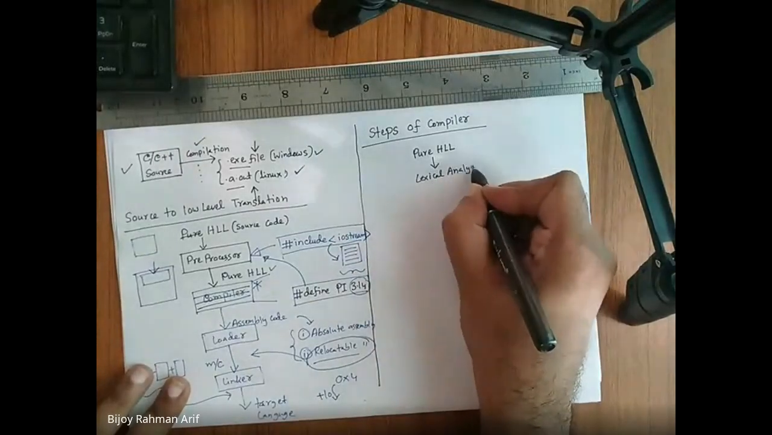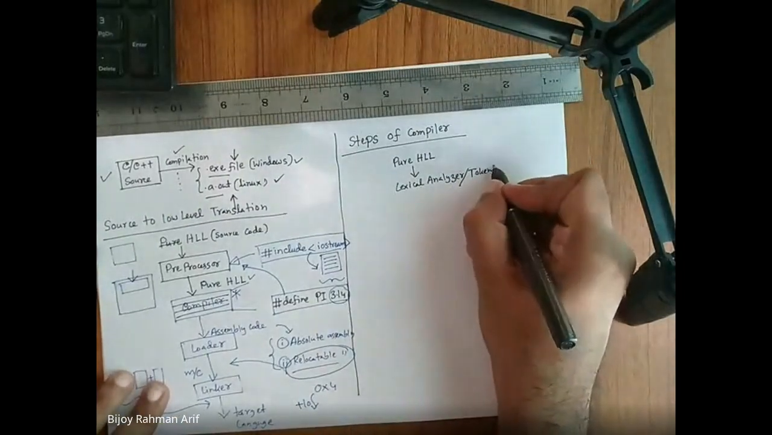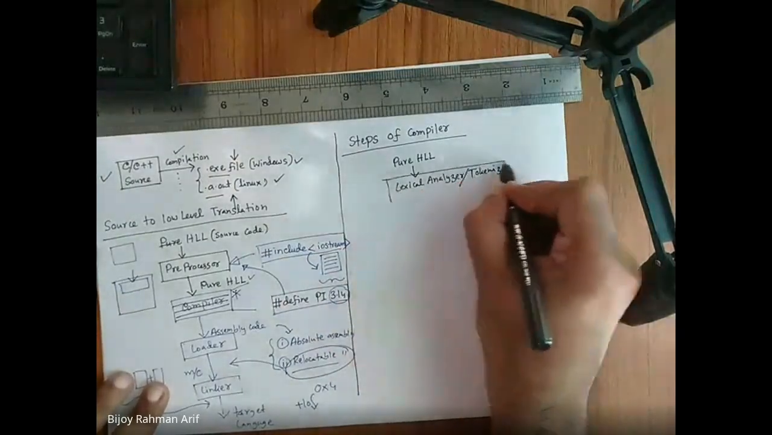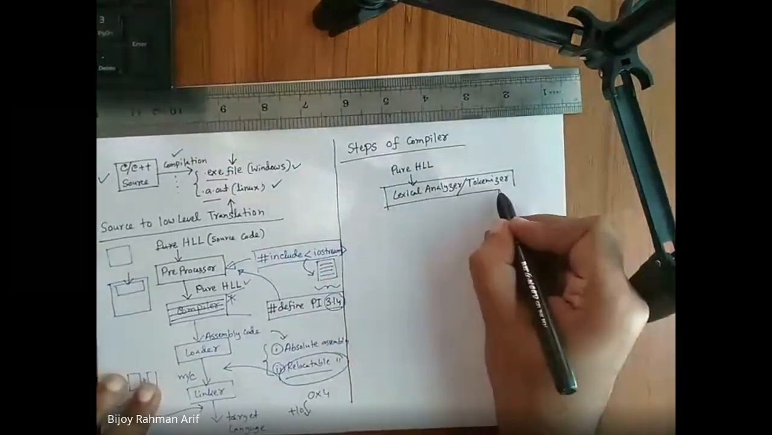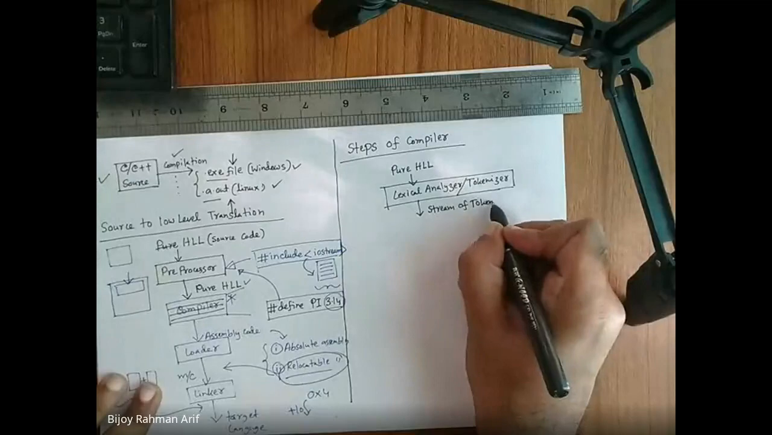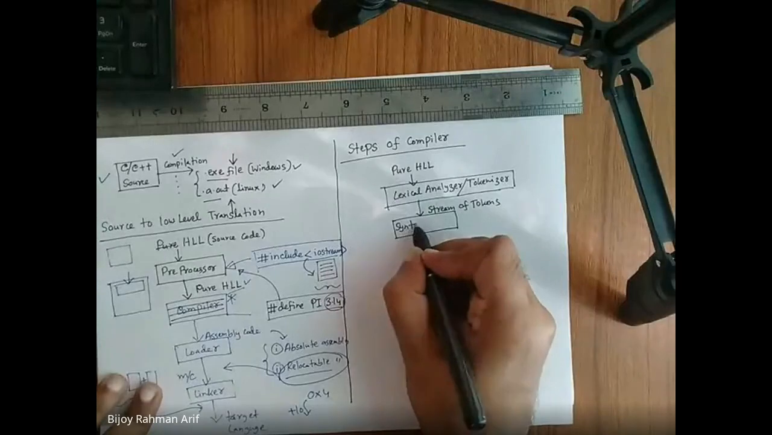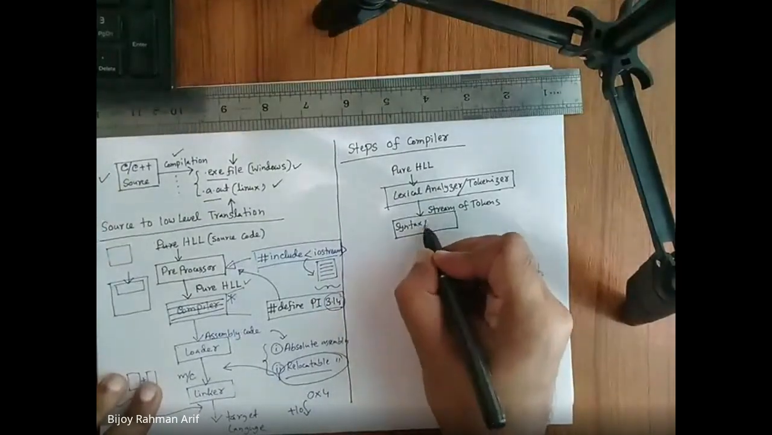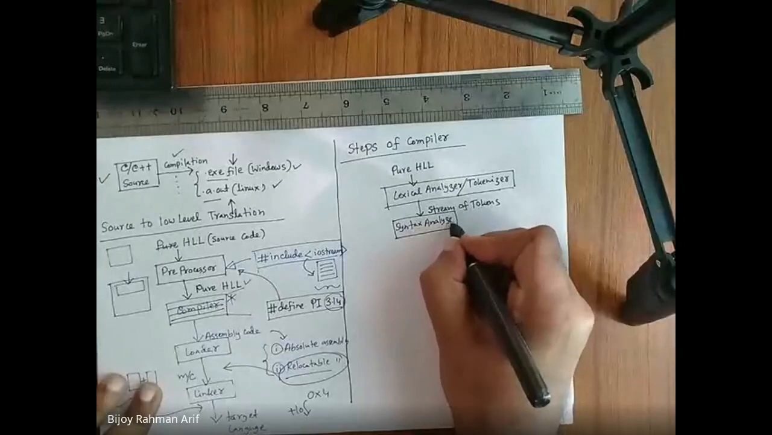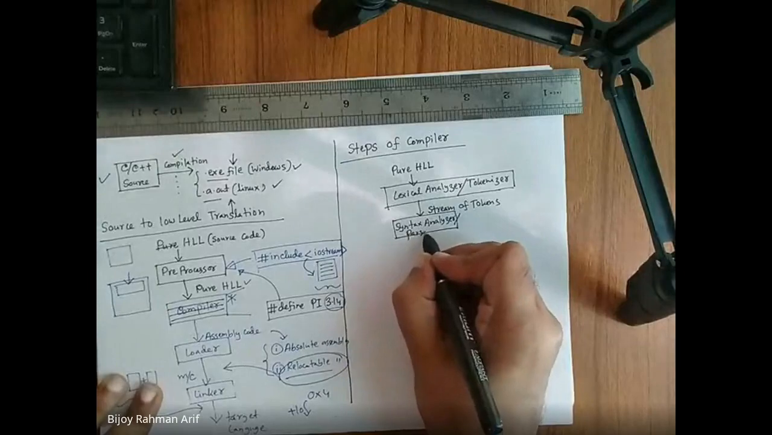Lexical analyzer or tokenizer. It is going to generate a stream of tokens. Then this is going to pass to the syntax analyzer, or parser. What is it going to generate? Parse tree.